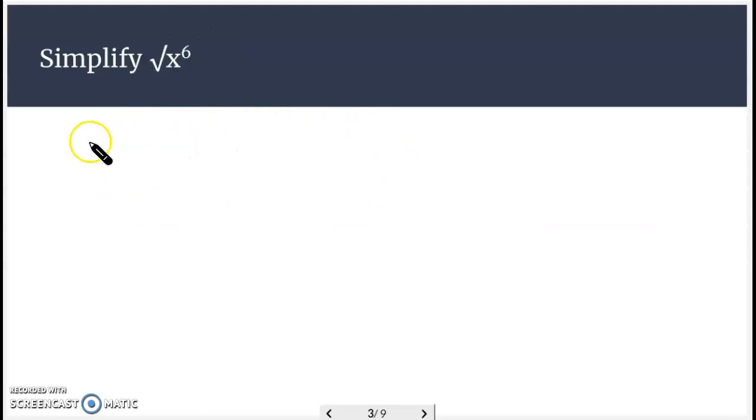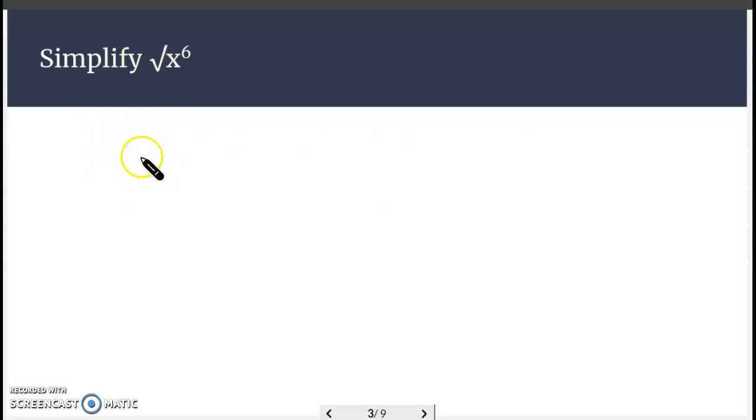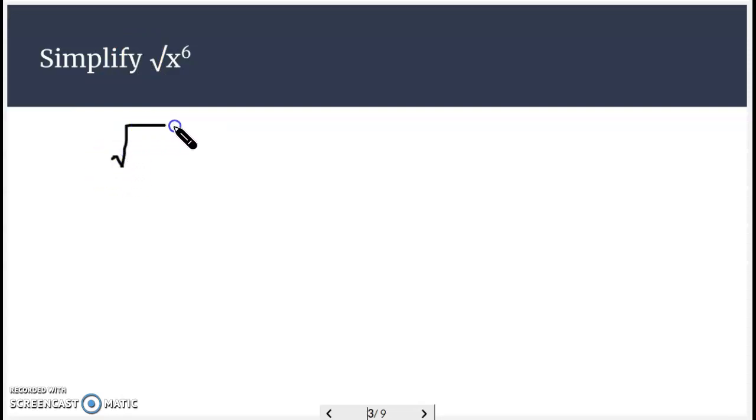Okay, now we're going to simplify radicals having an exponent. Now, you can look at this a couple ways. Square root of x to the 6th. If you take the square root of something, something times itself equals what's inside the radical. So we can rewrite this as x to the 3rd times itself, and then if I'm taking the square root of that, I'm just left with x to the 3rd.